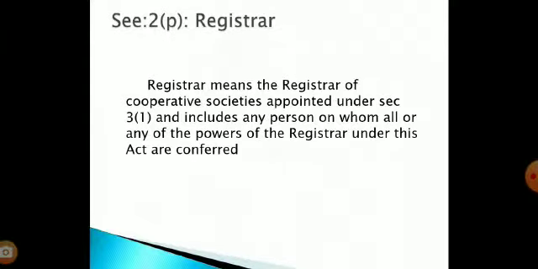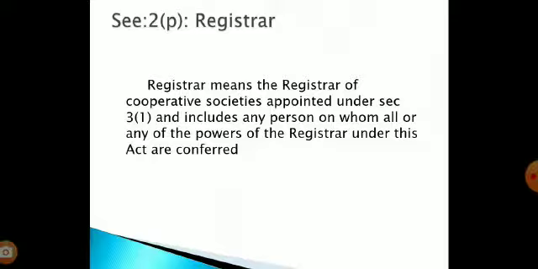Okay. Then who is a registrar? The registrar is the apex person in the administrative setup of a cooperative society. The registrar means the registrar of cooperative societies appointed under section 3(1) and includes any person on whom all or any of the powers of the registrar under this act are conferred. As a part of registration we will discuss it later as per section 3.